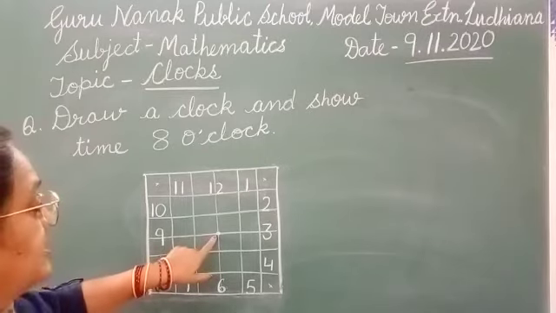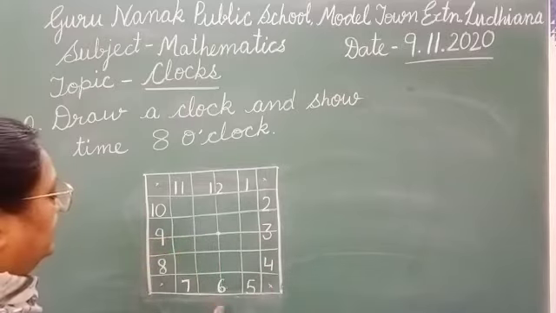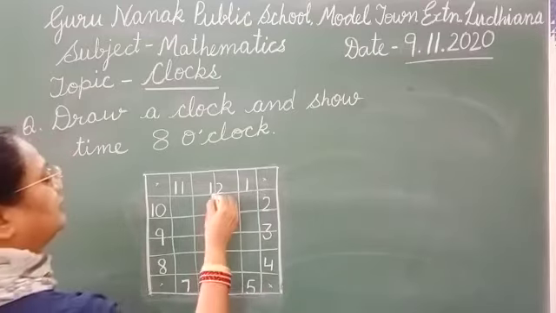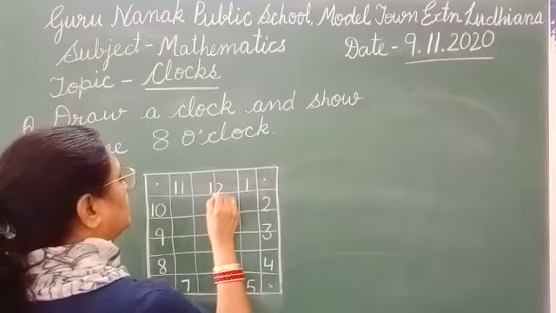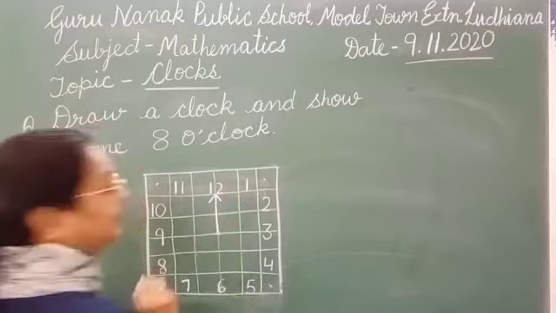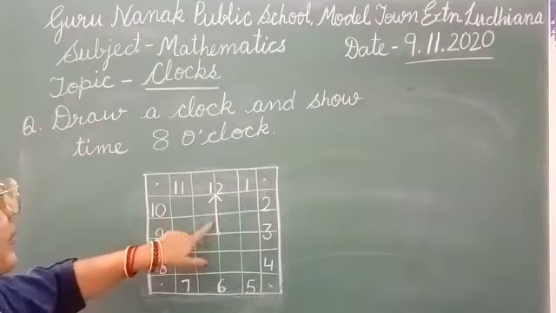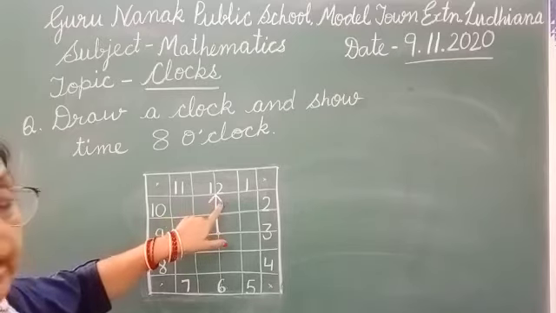How will we choose a center? From here we will see 3 and 9. To this side 6 and 12. This. Now first of all we will draw the long hand. The long hand is towards 12. We will use these 2 boxes and draw a line with the help of a scale or put an arrow here.